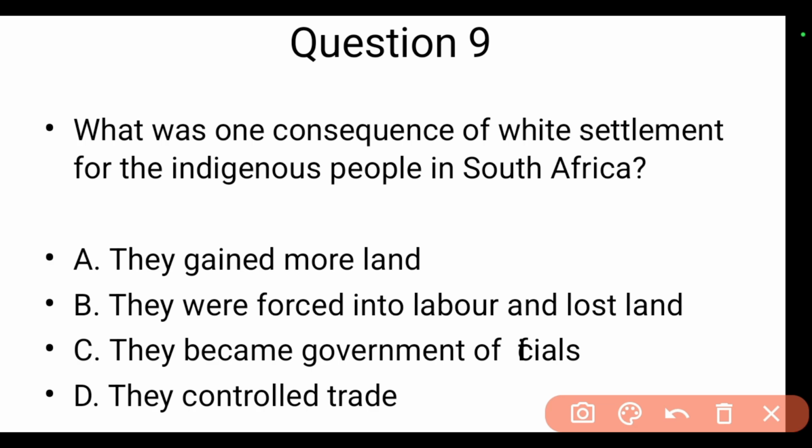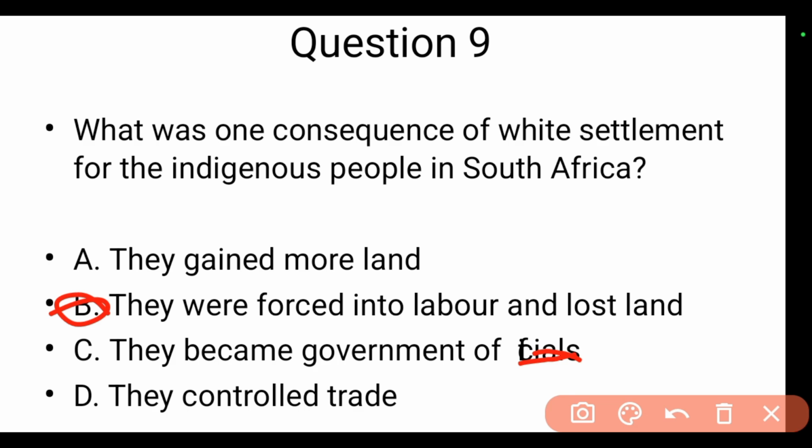What was one consequence of white settlement for the indigenous people in South Africa? A. They gained more land. B. They were forced into labor and lost land. C. They became governors of their regions. D. They controlled trade. Okay, the answer is B. B is the answer.